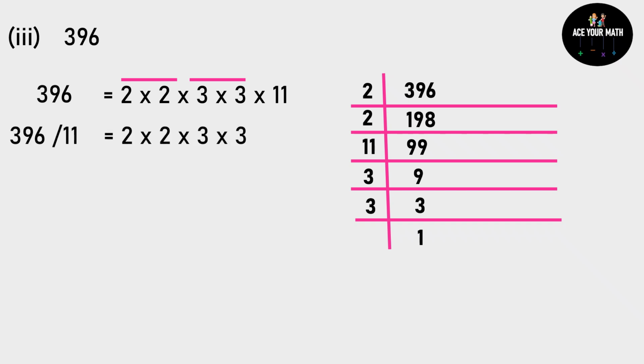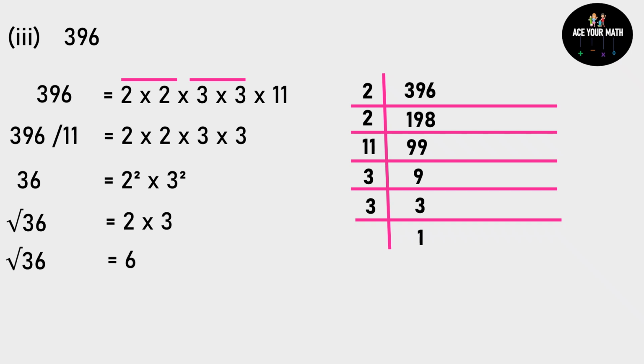So you will divide 396 by 11, and on the right hand side, 11 will get eliminated because you're dividing by 11. When you divide 396 by 11, you get 36. On the right hand side, 2 times 2 can be written as 2 square and 3 times 3 can be written as 3 square. Our motive is to find the square root. So the square root is nothing but 2 times 3, and so the square root of 36 is 6.